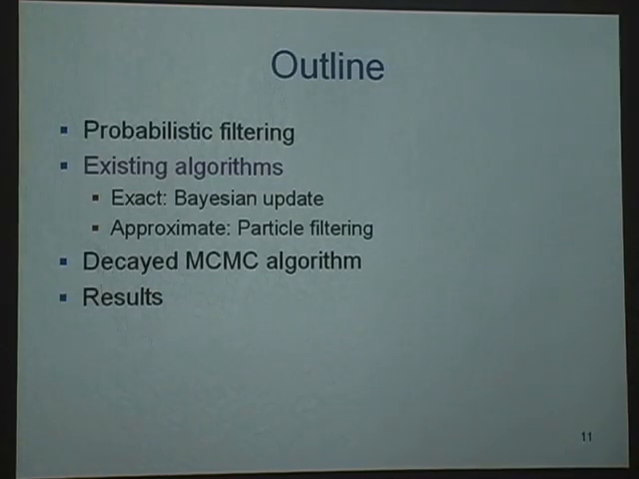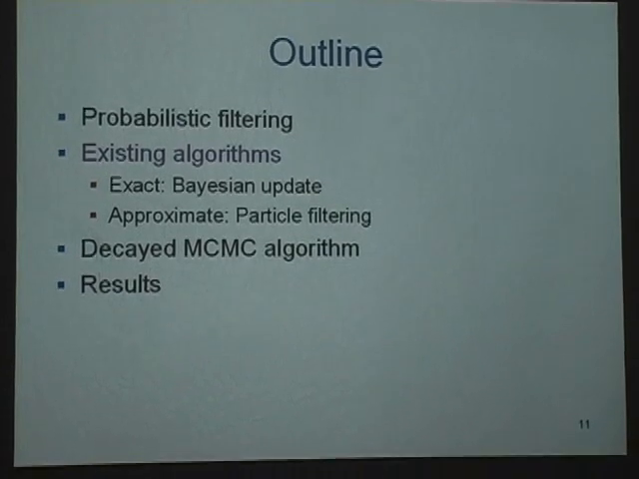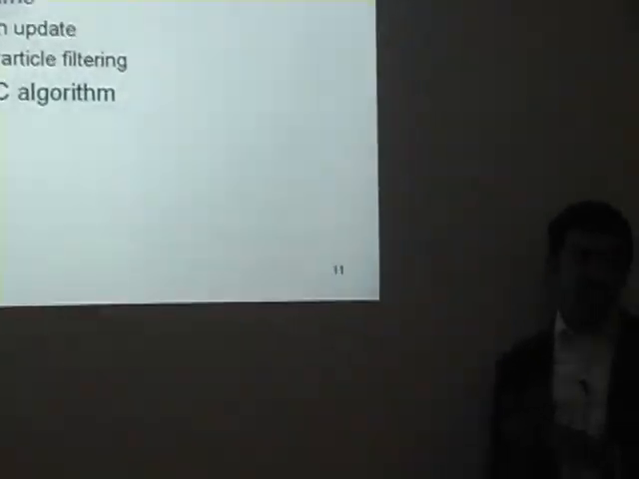Right. So this is a really general problem, state estimation, and specifically probabilistic filtering. And in this talk, I'm going to be presenting an algorithm for this problem. So first I'll talk about existing algorithms. There are many existing algorithms. I'll focus on two of them, specifically exact algorithms, the so-called Bayesian update, and one particular approximate algorithm called particle filtering, which is sort of the closest analog to the algorithm that we introduced.